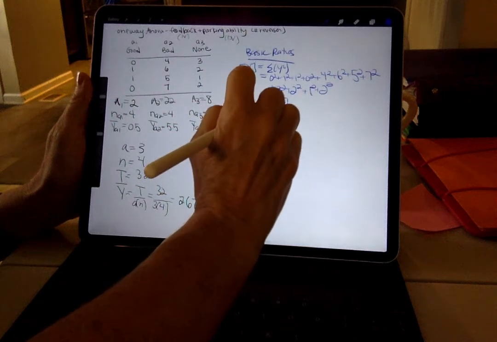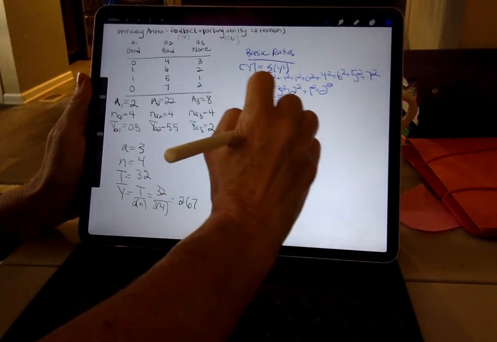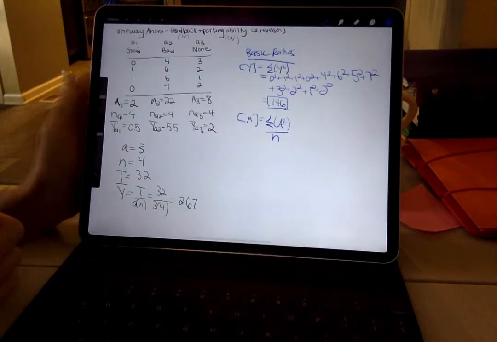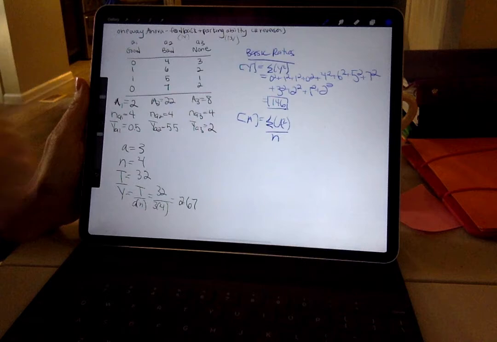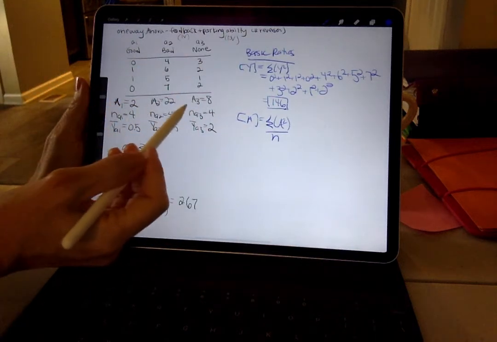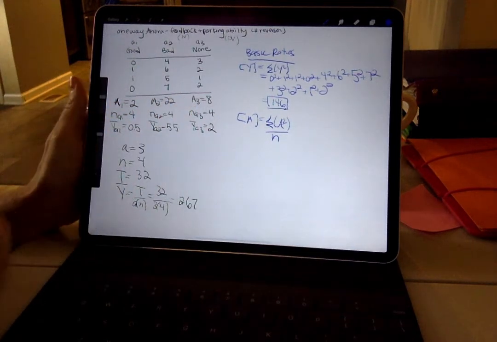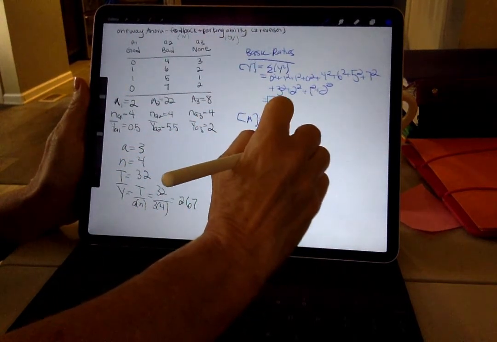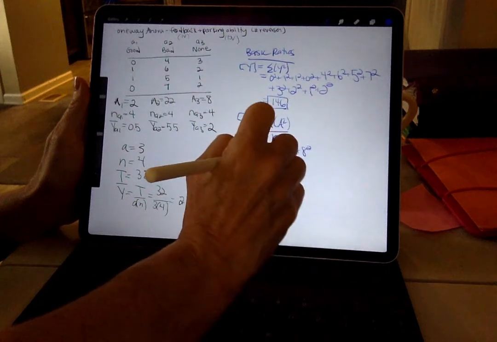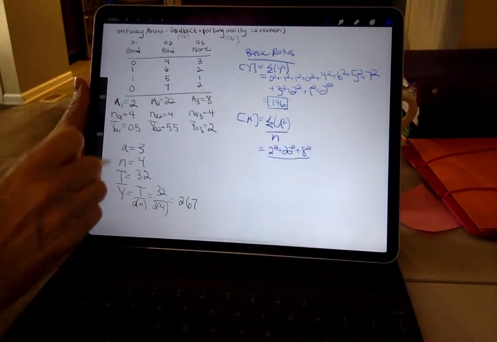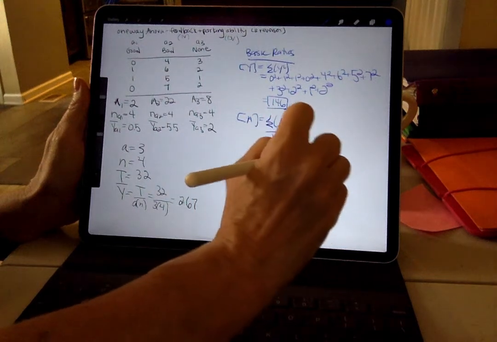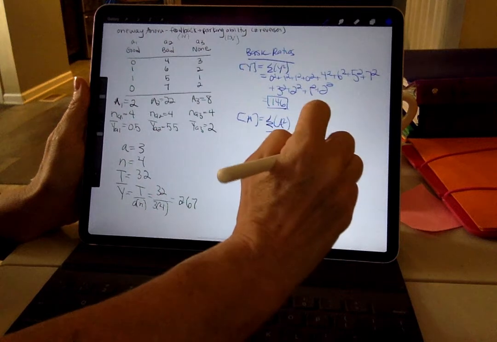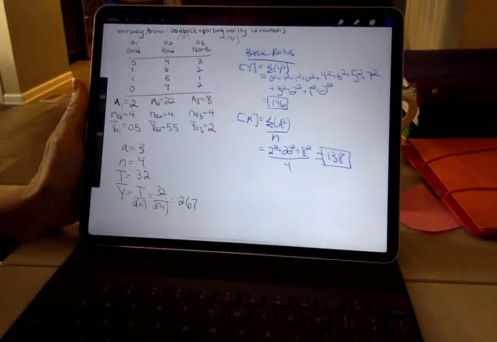Our next basic ratio is the basic ratio for a. The formula for this is the sum of the capital A squareds divided by n. If you look back to your data, your capital A's are your 3 column sums. So we have 2 squared plus 22 squared plus 8 squared, and then we're going to divide by n, which is 4. When you do all the math on that, you should get 138.